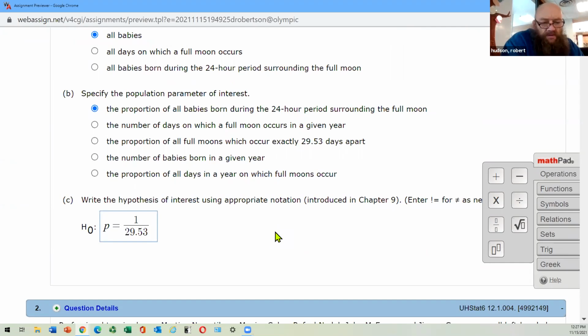Wouldn't it be the 1 in 29.53 for your null? Yeah, that's the null one. But what would the alternate be? P greater than, HA. Greater than, right? Suppose I thought that fewer babies were born during the full moon. Wouldn't I do a P less than that number? And if I said, I don't know what it is, but I know it's different, wouldn't I do the third one, not equal to that number, right?